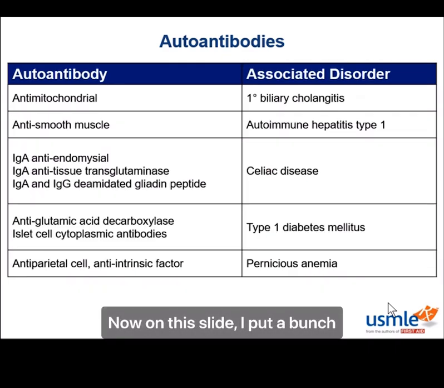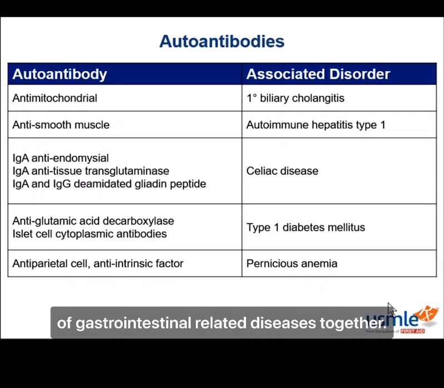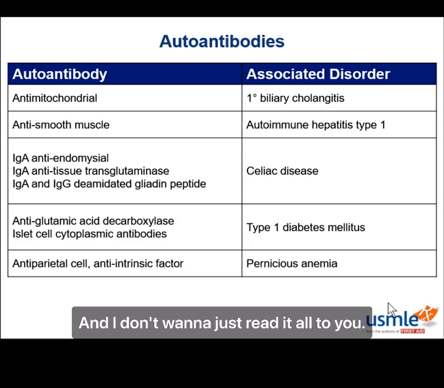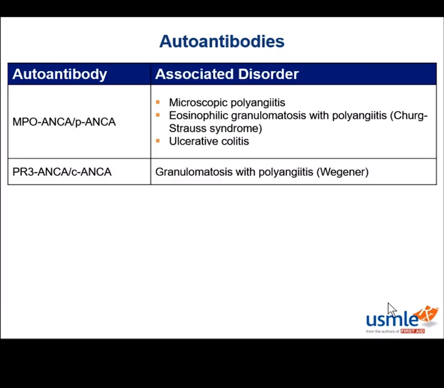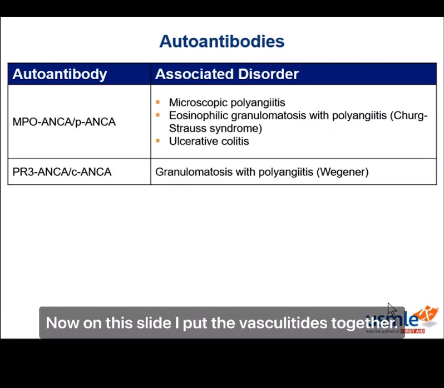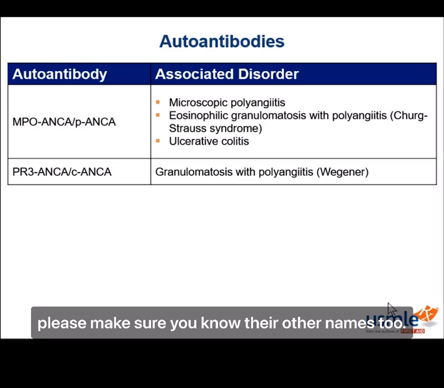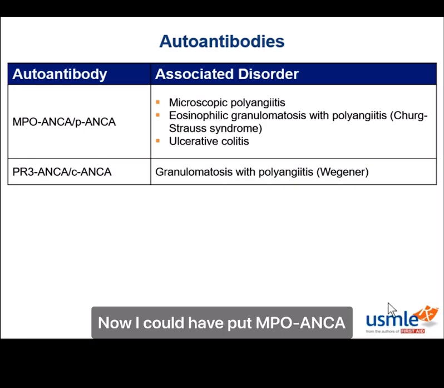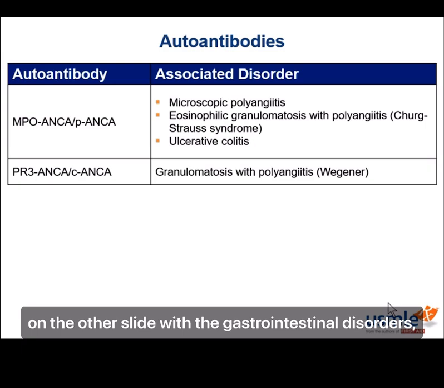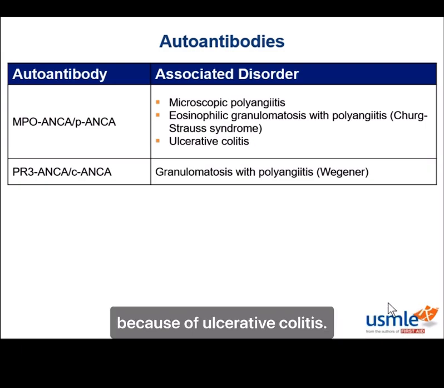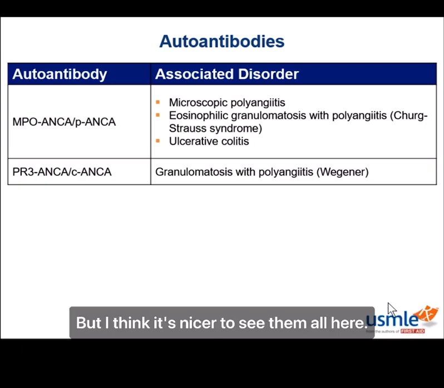Now, on this slide, I put a bunch of gastrointestinal related diseases together, and I don't want to just read it all to you, but please make sure you know this list. Now, on this slide, I put the vasculitides together, but if you originally learned these autoantibodies as P-ANCA and C-ANCA, please make sure you know their other names too. Now, I could have put MPO-ANCA on the other slide with the gastrointestinal disorders because of ulcerative colitis, but I think it's nicer to see them all here.